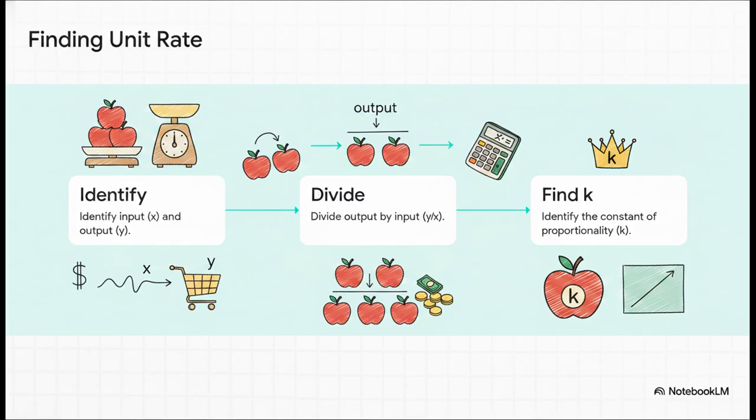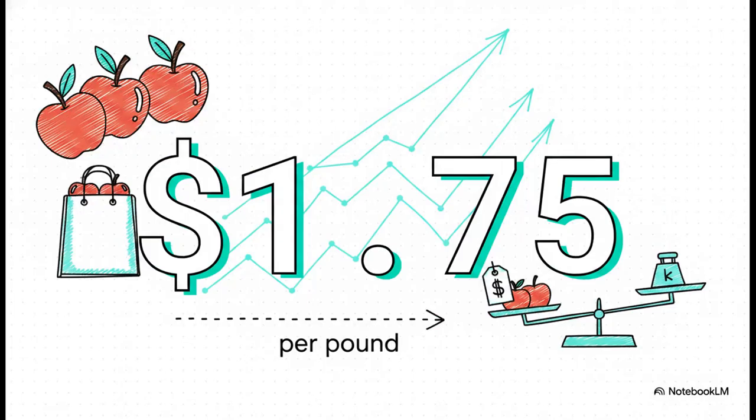Step 2 is the magic calculation. We just divide the output by the input, Y divided by X. So we're taking our total cost of $8.75 and dividing it by 5 pounds. And finally, step 3 is identifying that result as our constant of proportionality, which mathematicians affectionately call K. And when you punch 8.75 divided by 5 into your calculator, you get $1.75. That right there is our calculated unit rate. It tells us that $1.75 per pound is our constant of proportionality, K. For every single pound of apples you add to your bag, the total cost bumps up by exactly $1.75.